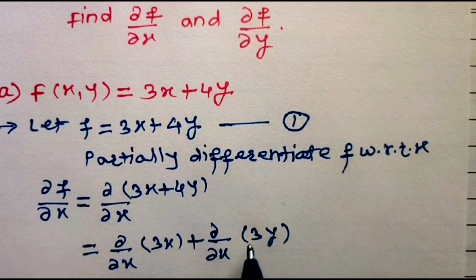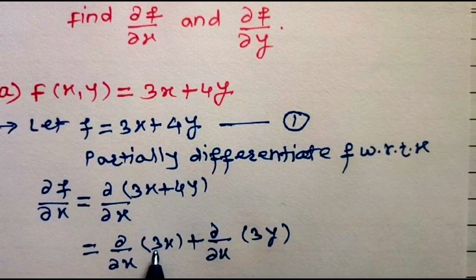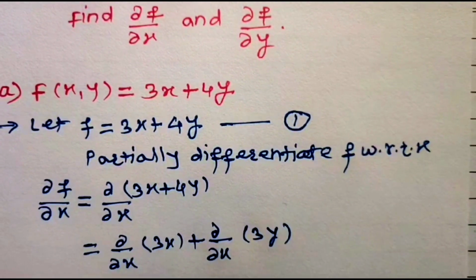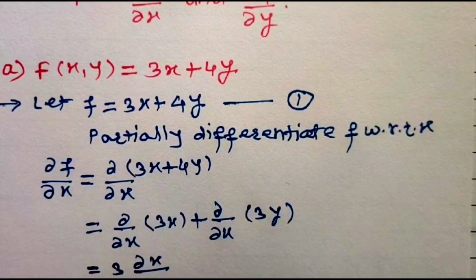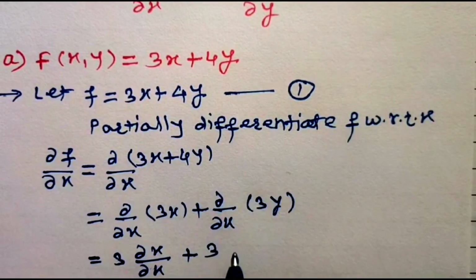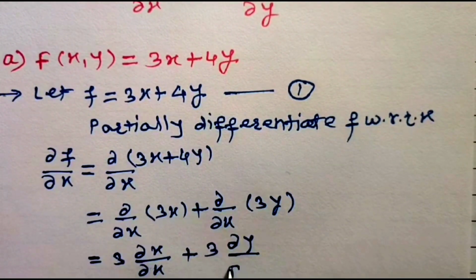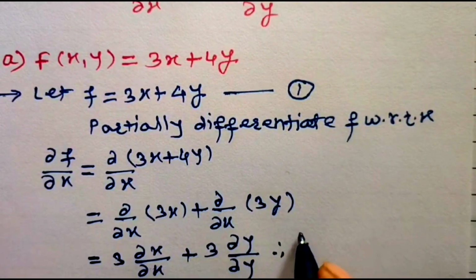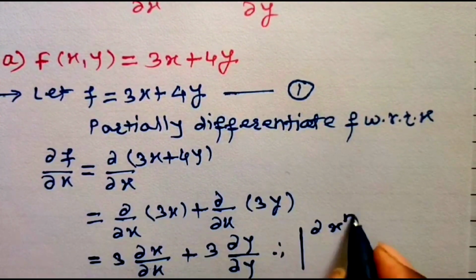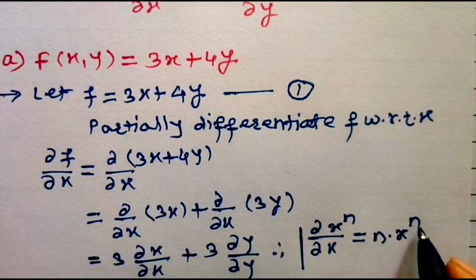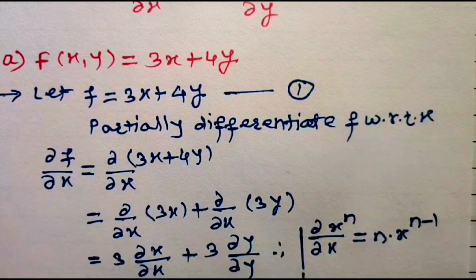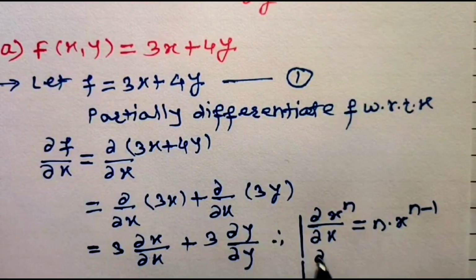Now we are finding partial derivative with respect to x considering y as constant. Here y is constant, 4 is also constant. So this 4y becomes constant function, and here 3 is constant coefficient of variable x. So this can be written as 3 into partial derivative of x with respect to x plus 4 into partial derivative of y with respect to x. But we know this formula, partial derivative of x to the power n with respect to x is equal to n into x to the power n minus 1, and partial derivative of a constant with respect to x is equal to 0.